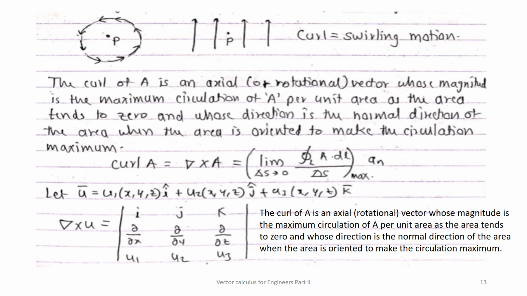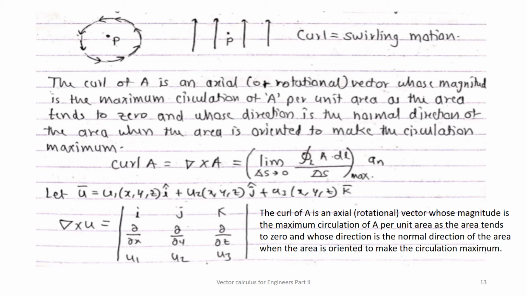So if A is a vector field, then curl of A exists when there is a swirling motion or a rotational motion. So when a rotational field is there, we can say that curl of A exists, and its magnitude is the maximum circulation of A per unit area as the area tends to 0. Now curl of A is defined like divergence, where we also find a limit. So here also a limit is found, that is delta S tends to 0.